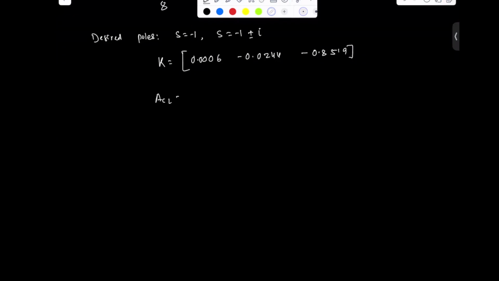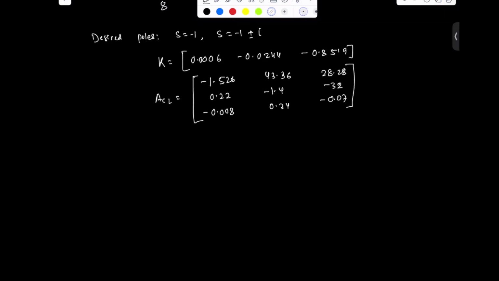ACL, the closed loop or augmented matrix, we had: minus 1.526, 4336, 28.28, 0.22, minus 1.4, minus 32, minus 0.008, 0.34 and minus 0.07, right?